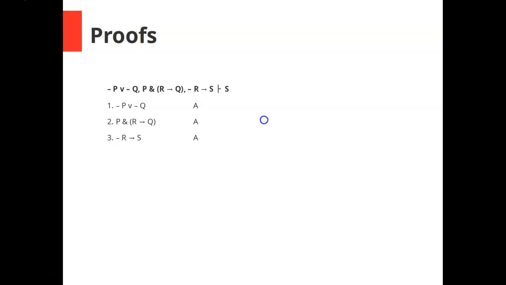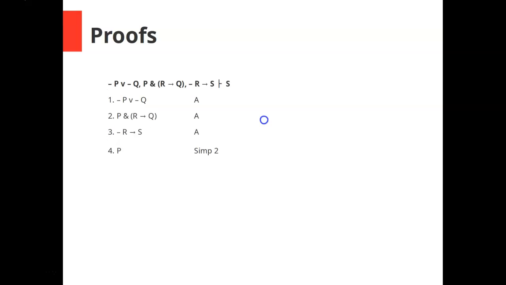Just to start out, notice that on line 2, we have a conjunction, so we can simplify that. On line 4, we get P, simplification from 2. On line 5, we get if R, then Q, simplification from 2. And now we're on the search for not R. How do we get not R?